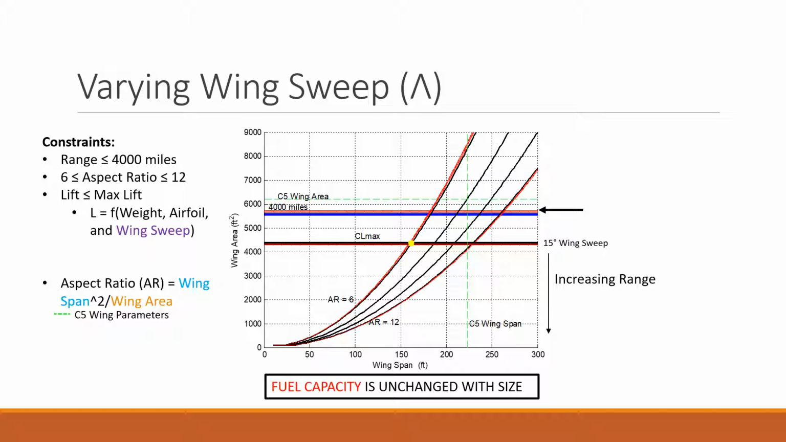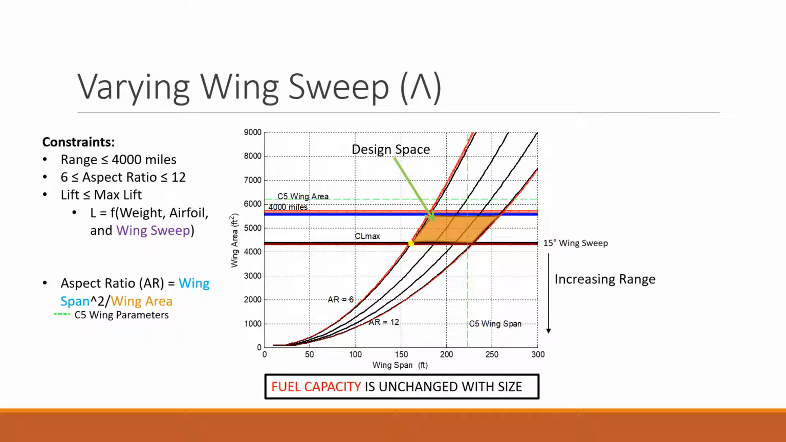The second constraint is range of 4,000 miles, and the third constraint is lift. This forms our design space, and our optimum can be any one of these points. I picked the optimum as the lower left-hand point because that minimizes the wing size and reduces the amount of materials needed to build the wing.